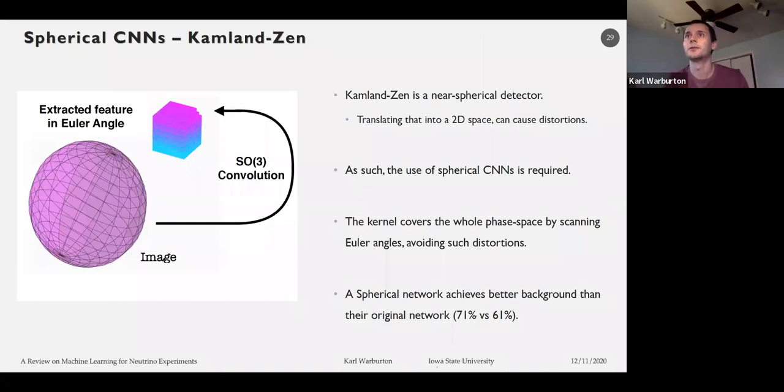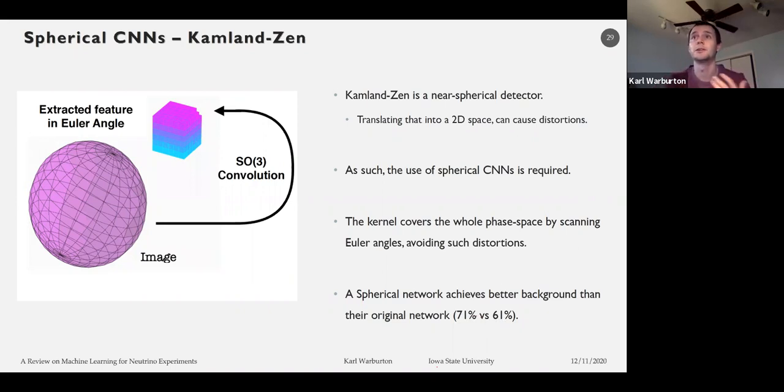So other experiments have different detector geometries. KamLAND-Zen is a sphere and basically has a balloon hanging in the middle of a different material. And if they were to just try to do 2D convolutions straight from their readout, you end up having quite severe distortions because your detector readout isn't uniform in a 2D space, because it's a sphere. So, as such, they had to use spherical CNNs, where you extract the angles using Euler angles and SO(3) convolutions. It scans the whole phase space, and by doing this, you avoid distortions. And their spherical network achieves better background rejection than their 2D traditional algorithm by about 10%.